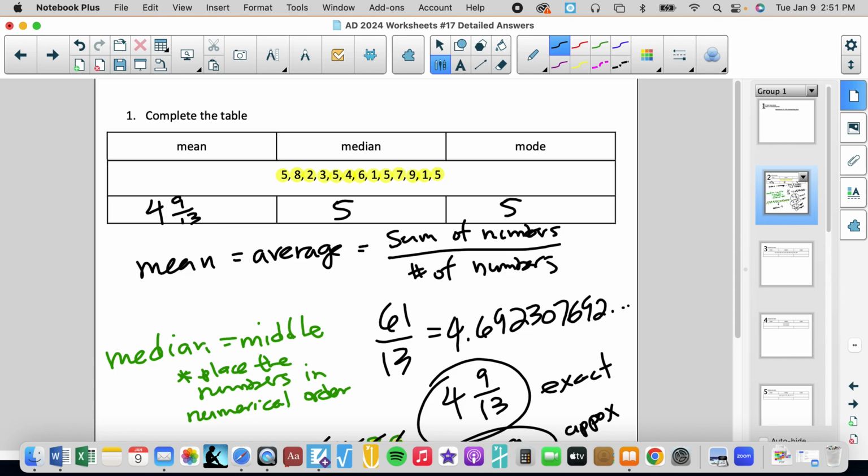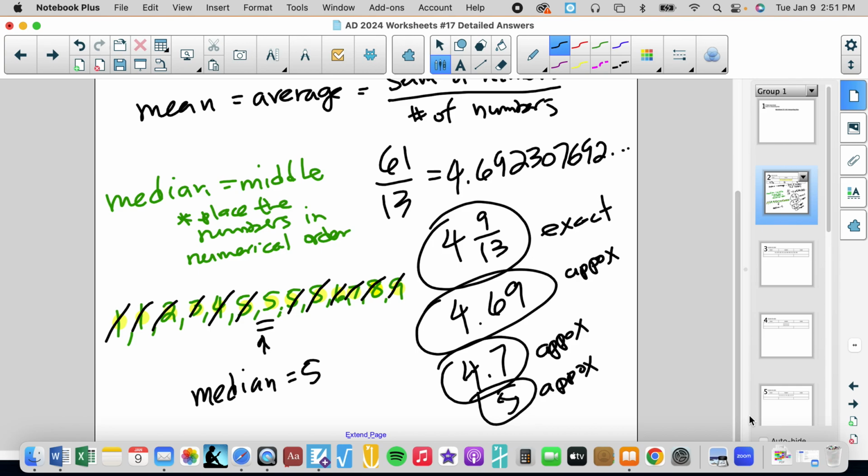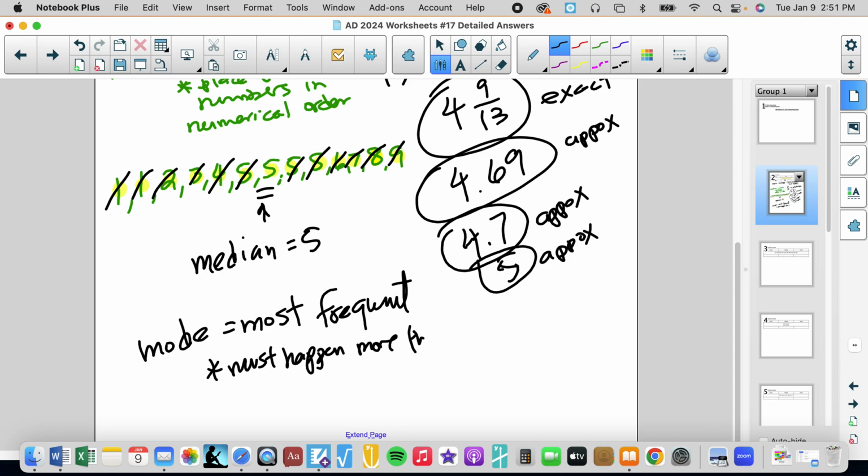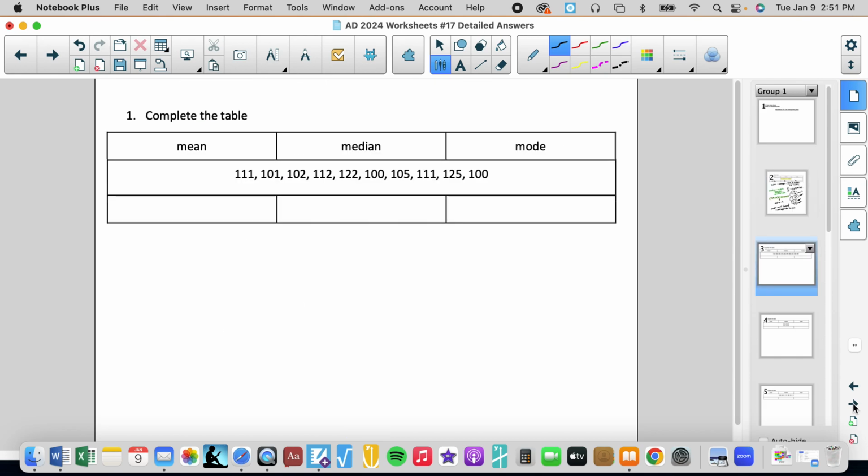Mode is the one that occurs most frequently. Mode means most frequent, and it must happen more than once. So mode can't be occurring just once. Oh, look at those numbers. Yikes. Okay. I'm looking to get this done before the students come back, but we'll do it.